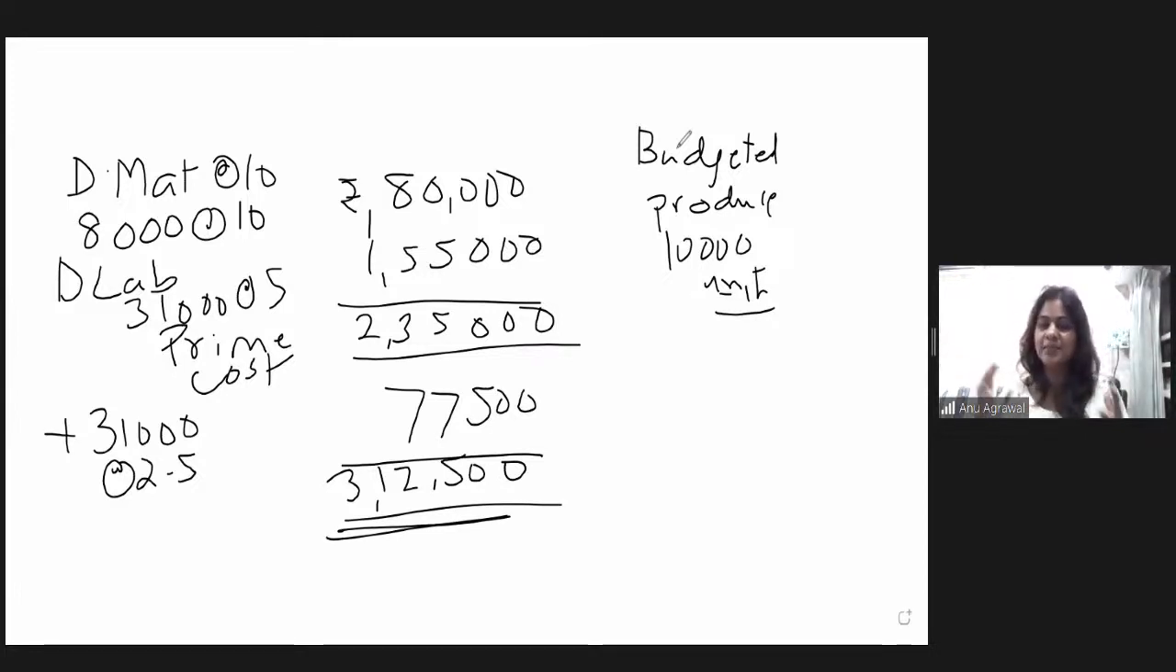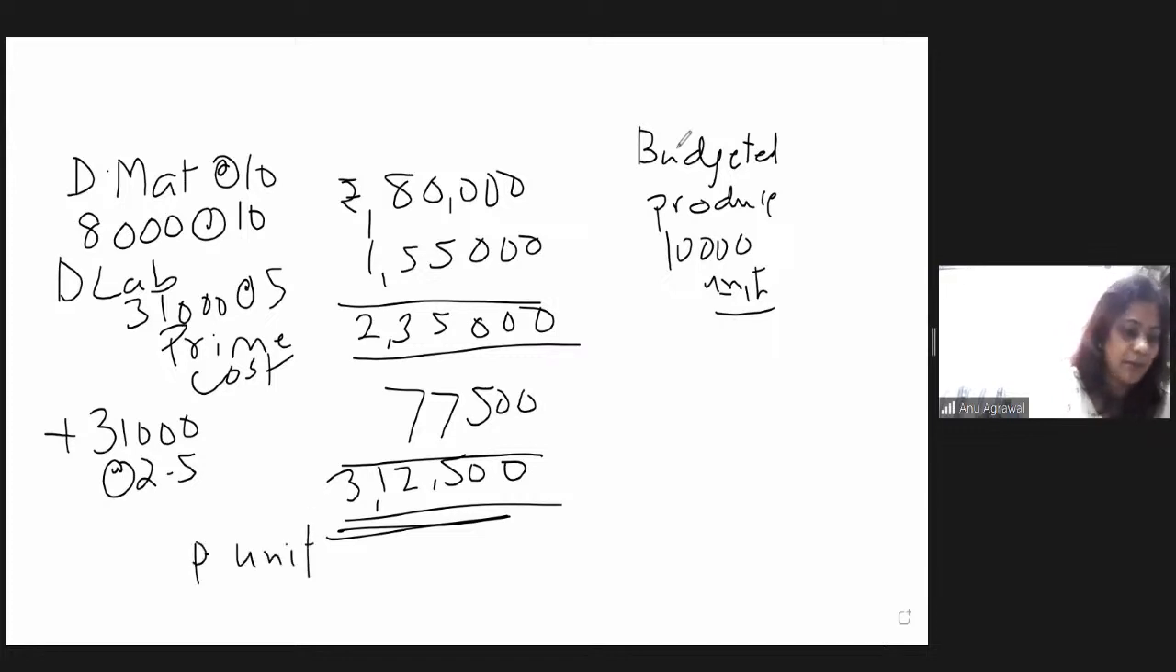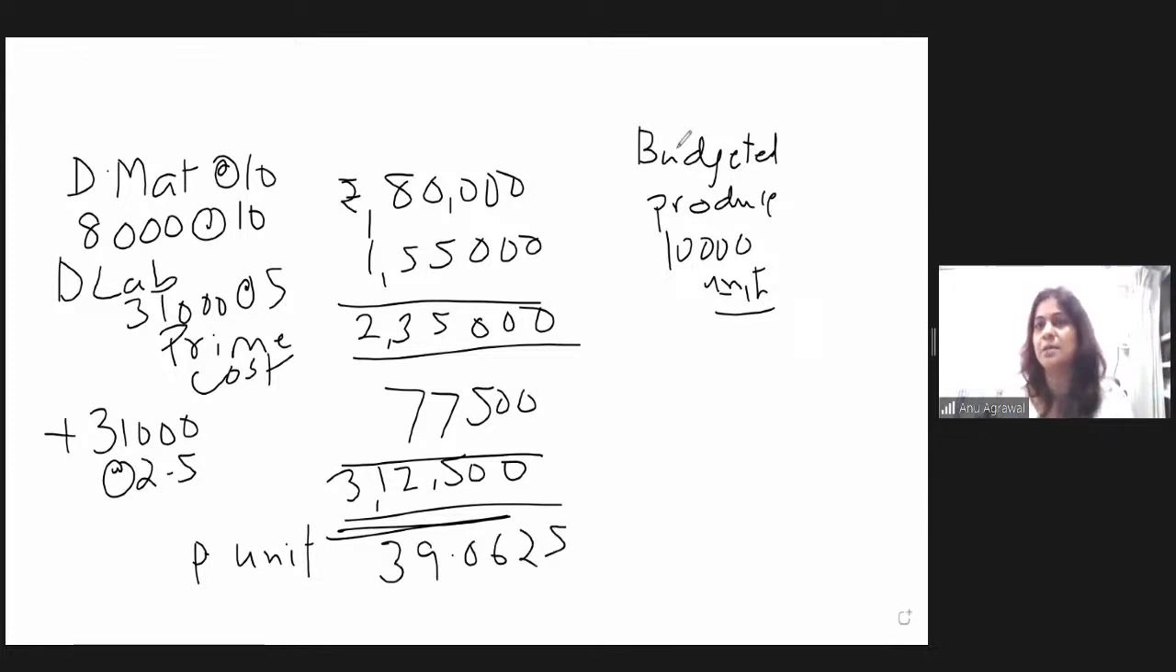This cost was predetermined. Predetermined in the sense I was very clear: my overhead rate is going to be 2 rupees 50 paisa, my labor charges are going to be paid at the rate of 5 rupees, my material is going to be 10 rupees. Material, labor, overhead, I decided, and I absorbed my overhead. How much is the cost of these 8,000 units? It is 3,12,500. So per unit cost is 3,12,500 divided by 8,000, which is 39.0625.